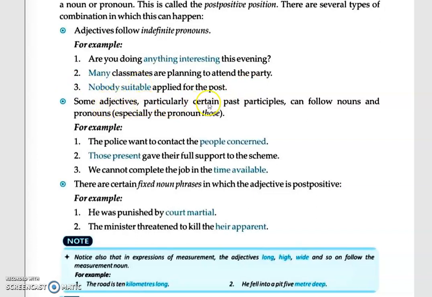Now some adjectives, particularly certain past participles, can follow nouns and pronouns, especially the pronoun those. Now look at this. Those present gave their full support to the scheme. This shows us the position of the adjective that is following the pronoun. We cannot complete the job in the time available. There are certain fixed noun phrases in which the adjective is post-positive. He was punished by court-martial. The minister threatened to kill the heir apparent.